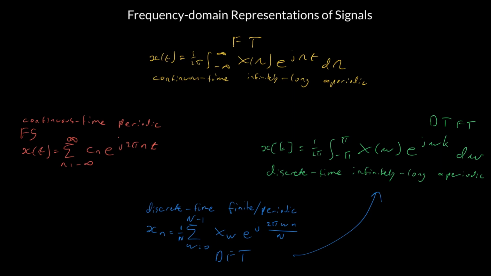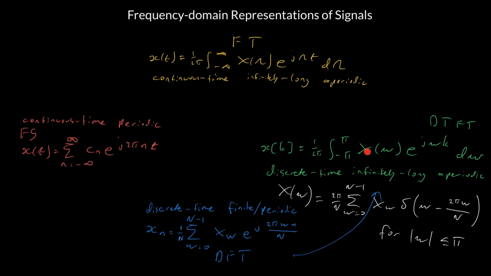We can derive the relationship between X of w and X of omega just by inspection. This integral equation is representing our signal using these frequency components, e to the j omega k. Down here we are forming our x of n by using e to the j 2 pi w over big N as the frequency components here. Choosing X of omega to be given by the sum of our X of w's multiplied by appropriate Dirac impulses means that when we substitute this into here, this integral becomes this summation.